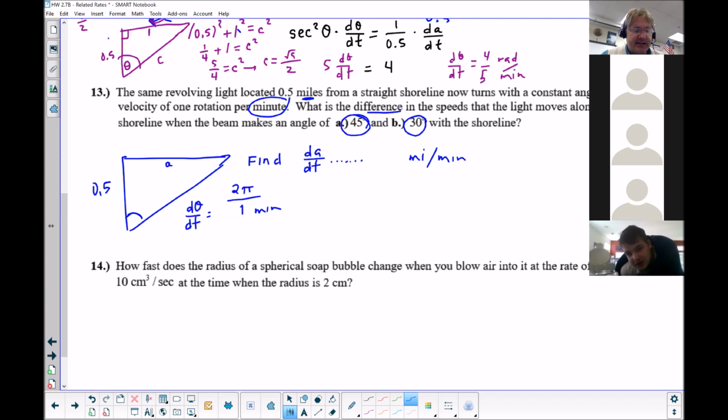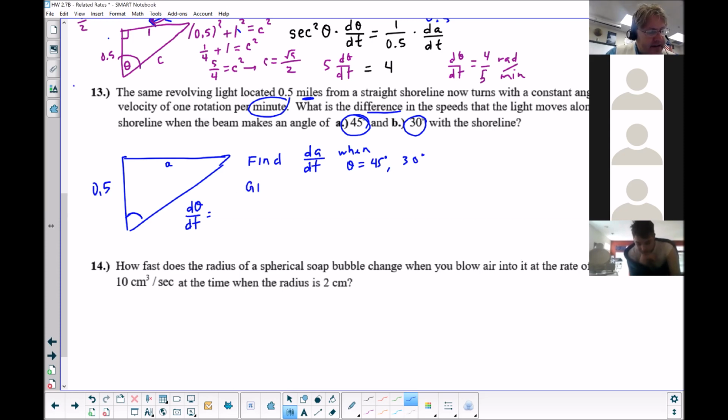So let's go ahead and take a look at this and see if this is going to be correct. Let me tidy this up a little bit. We're going to find dA/dt in two specific instances: when theta is 45 degrees, and again when theta is 30 degrees. So what are we given?